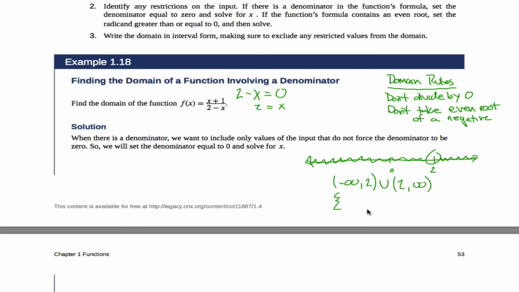In set builder notation, I could say it's the set of all x such that x is less than 2, or the set of all x such that x is greater than 2. You might be like, couldn't I just say the set of all x such that x does not equal 2? Sure, that would mean the same thing. I think your book typically writes it out like this, and I wrote it out like this so it would correspond with interval notation. But what I just described would be the exact same. That's the end of this example.